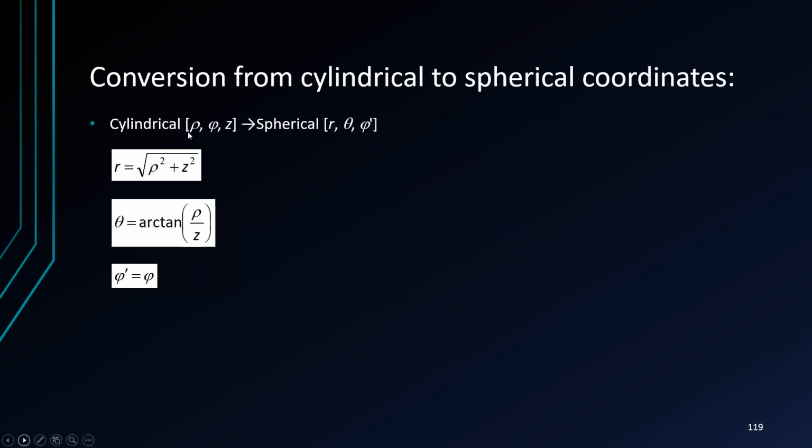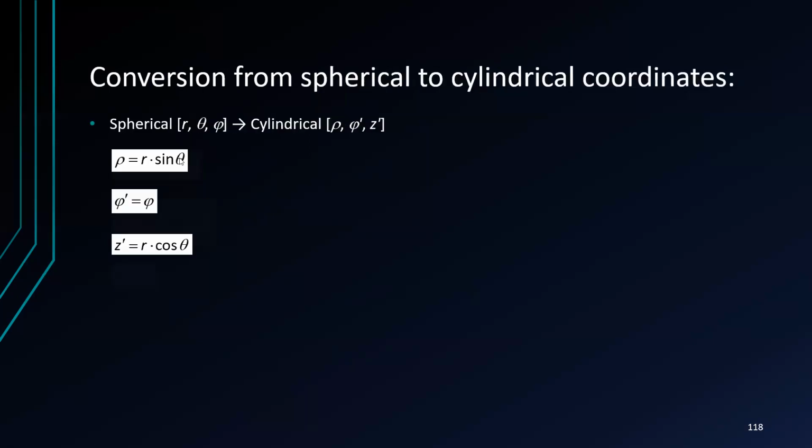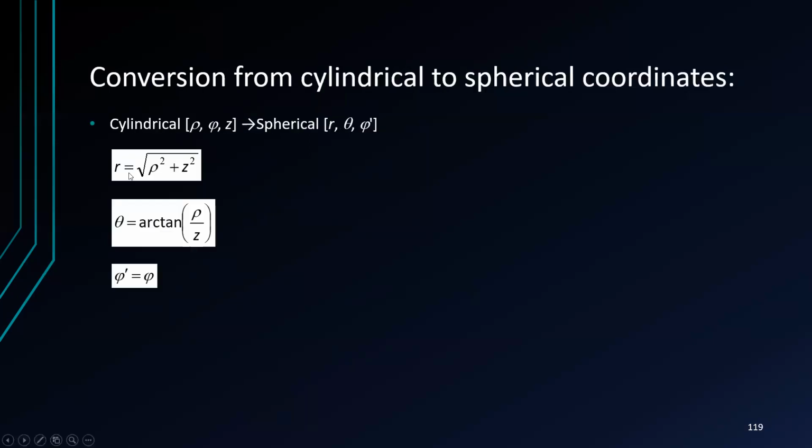Cylindrical to spherical. Cylindrical is rho, phi, z and spherical is r, theta, phi prime. So r is equal to the square root of rho squared plus z squared. Theta is arctangent of rho over z. Phi prime is equal to phi.